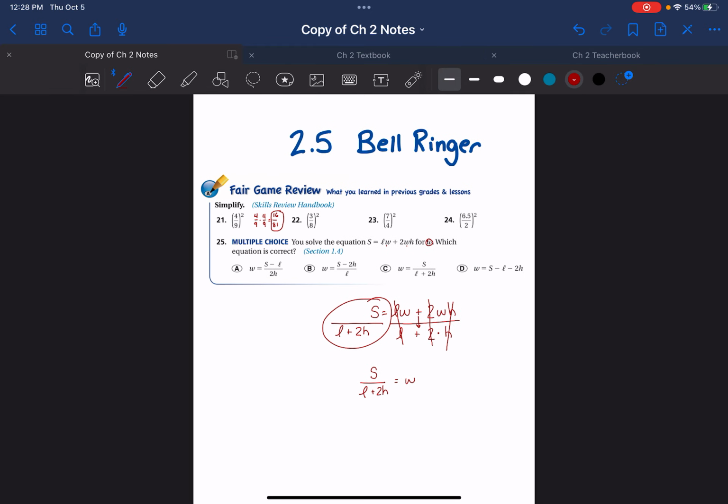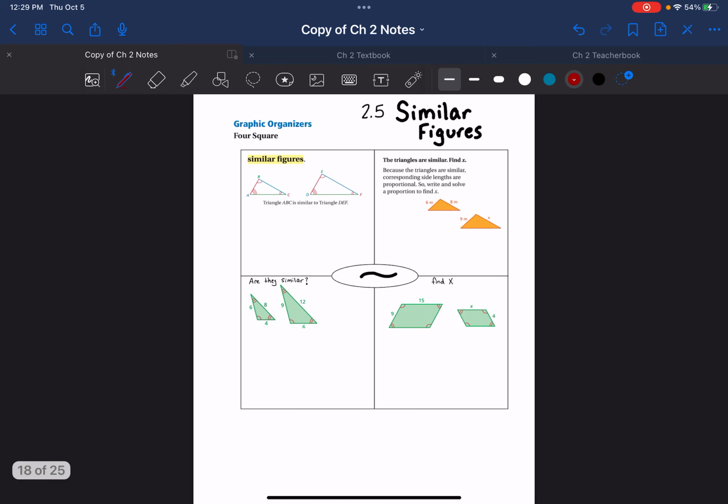But what I would like you to do now is go ahead and pause this video and work on the rest of these problems. When you are done with this bell ringer and your name is on it, you may go ahead and turn it into the turn-in bin. Okay, go ahead and pause the video now. When you are ready to go, we can go ahead and get started with our lesson.